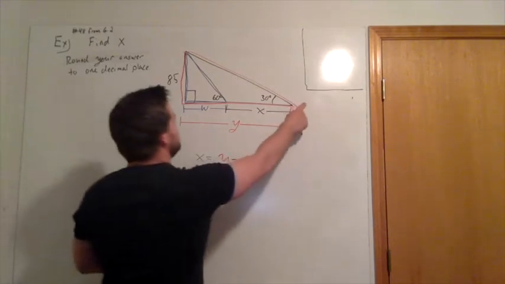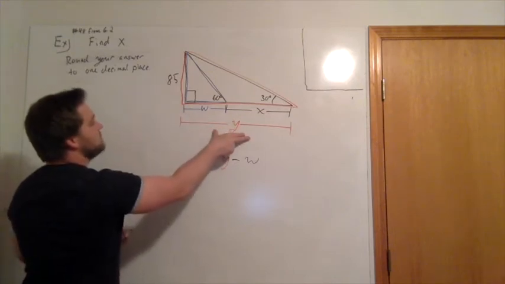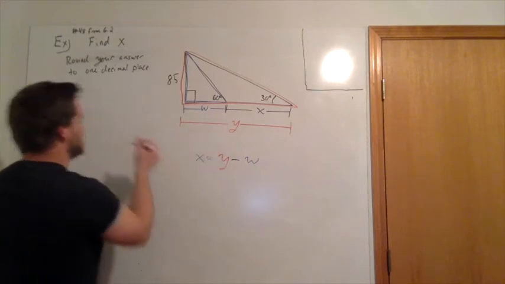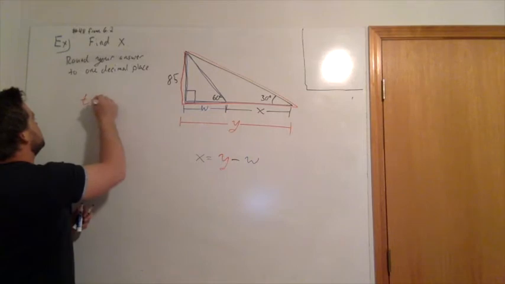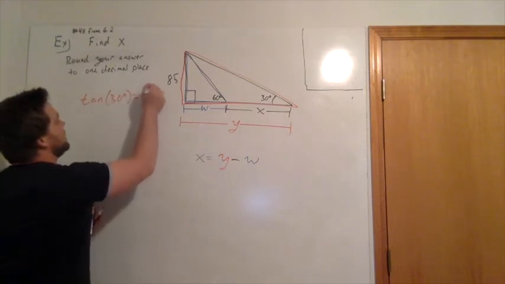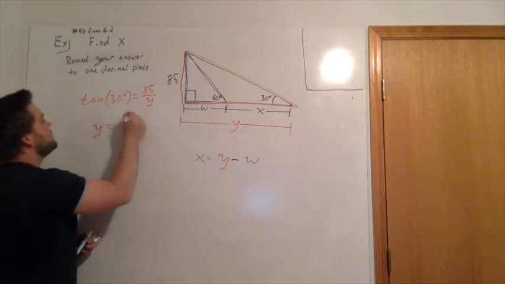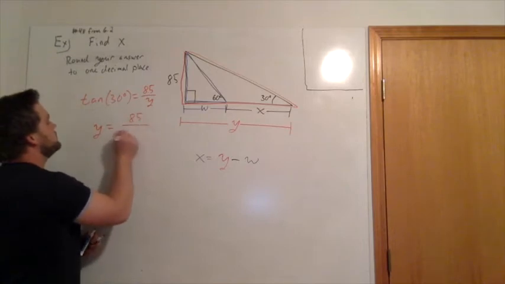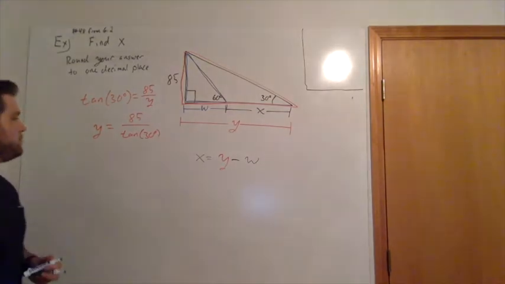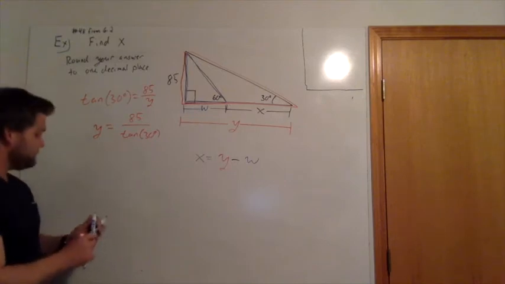If we're standing here, I would know the opposite side, and I'm looking for the adjacent side. So opposite and adjacent, we want to use tangent here. So we'll have that the tangent of 30 degrees is equal to 85 over y. Solving for y, we get that y is equal to 85 over the tangent of 30 degrees. I'm not going to plug this into my calculator right now. I'm going to wait to the very end. This is the exact value of y.